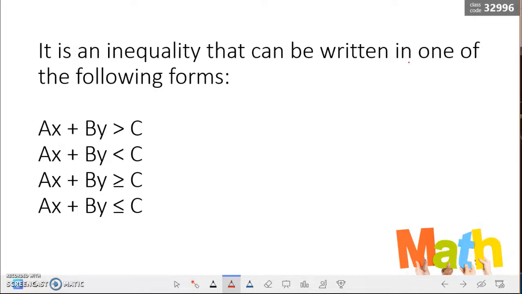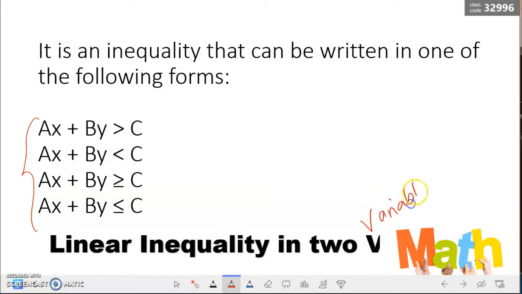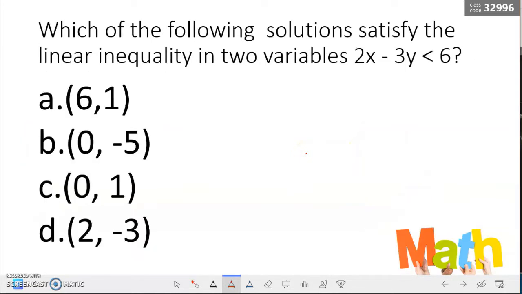What do we call that inequality? It can be written in one of the following forms, either of these forms. So, what do we call that? We call it, as we have been saying earlier, a linear inequality in two variables. The variables were covered, but there are variables there. Okay? So, next.